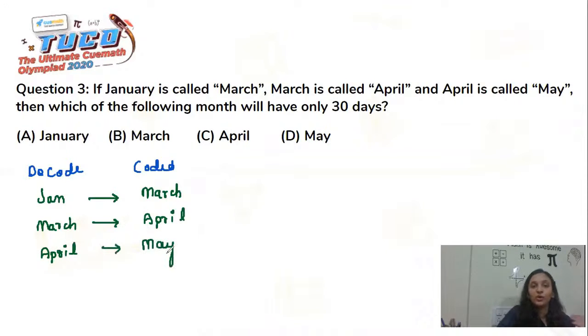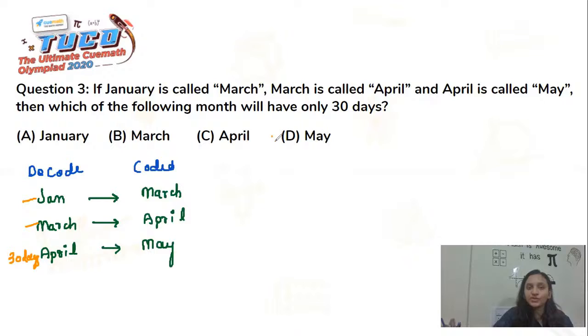And it says which of the following months will have only 30 days. So again, you would go only by the original words, the decode words, which are January, March, and April. Out of January, March, and April, we know that January and March have 31 days in them. The only month which has 30 days in it is April. But April has been coded as May.